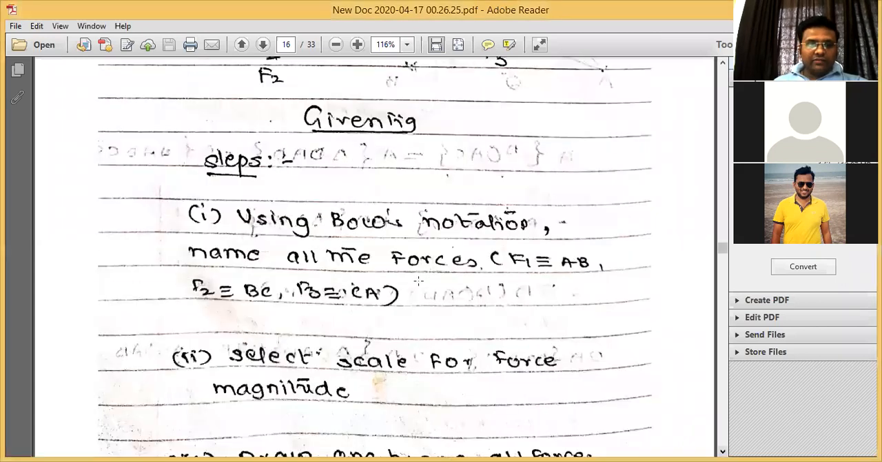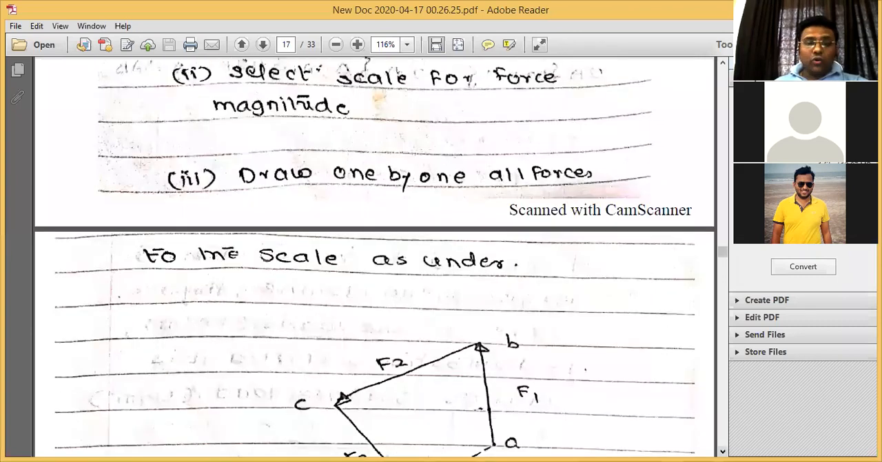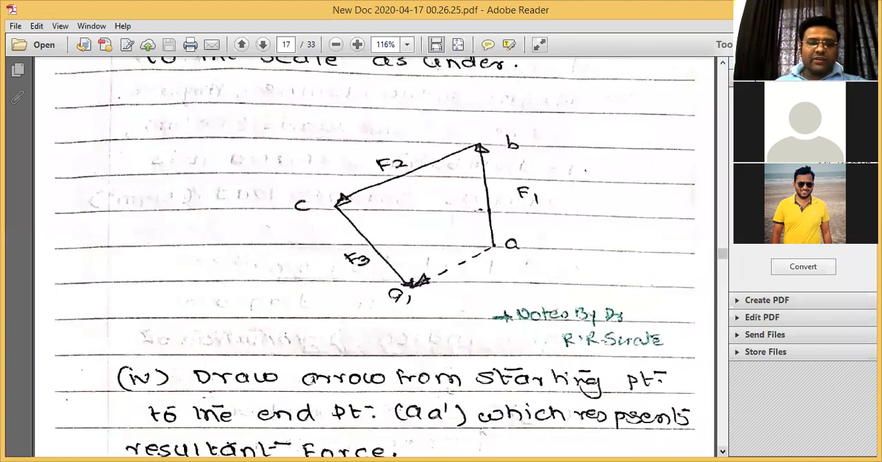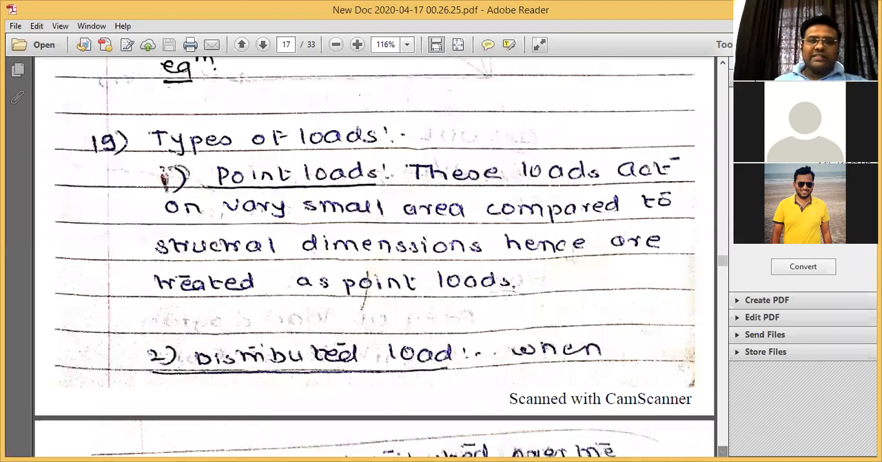Then the Bow's notations which are there for graphical representation. I think Bow's notation is the notation which is generally used to represent the force by graphical method. You should keep in mind that this is the notation generally used. So you should know Bow's notation, how to calculate the graphical representation of the force and force system. So that is the part which was there.